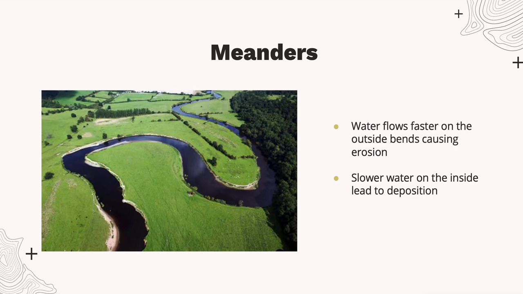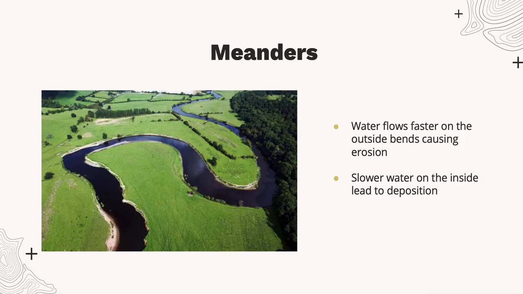The second to last feature is meanders. This is where water flows faster around the outside of the bends, causing erosion, and then the slower water on the inside leads to deposition. These often look like wide looping curves in the river, and an example of this is the Mississippi River that has large visible meanders.